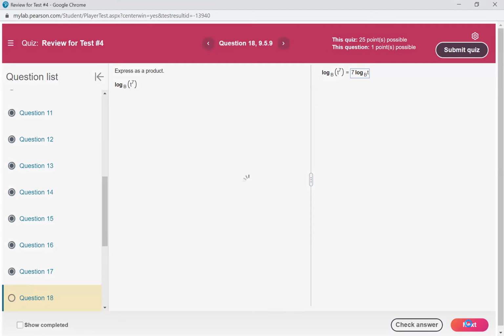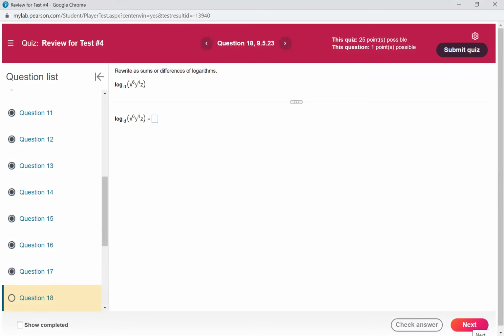Let's see. All righty, y'all. So this one I'll actually write down. So this is what, number 18? So they got a log base D of x to the 6, y to the 4th, and a z. So y'all, the only difference is going to be maybe the base might not be a D for y'all, and your exponents might not be a 6 and a 4 for the x and y. Other than that, everything else will be the same.